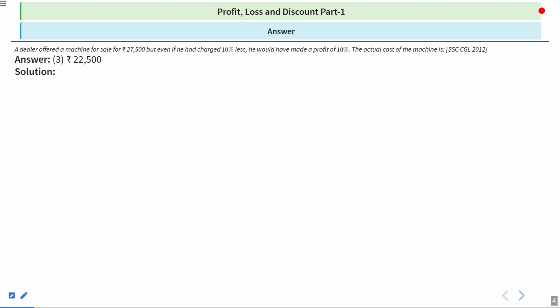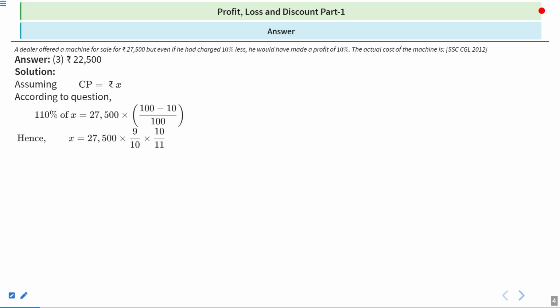Now see the detailed solution of this question. Assuming the cost price is X rupees. According to the question, we can say that 110% of X is equal to 27,500 multiplied by 90%. Or we can say 100 minus 10 upon 100. 90% we can write in fraction form as 90 upon 100. So 10% less means 100 minus 10. So we got 90%.